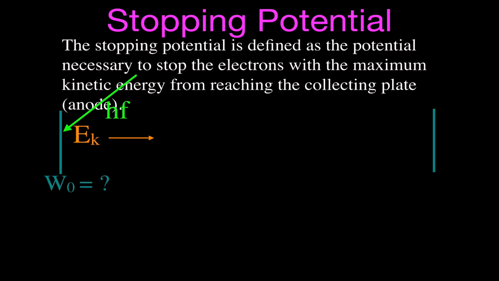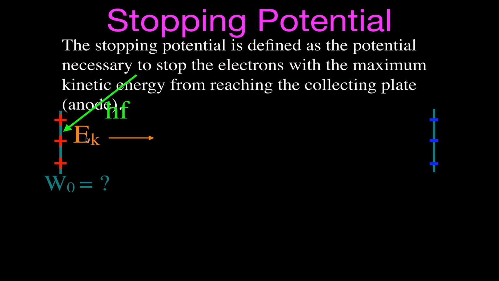And what we want to do first, so that we can figure out the work function, is figure out how much kinetic energy these electrons have. And we're going to use the stopping potential to do that. The way we do that is we're going to take these two plates and put a potential between them. So we can connect these two plates to a battery, and we can make this plate negative. And we can make this plate positive.